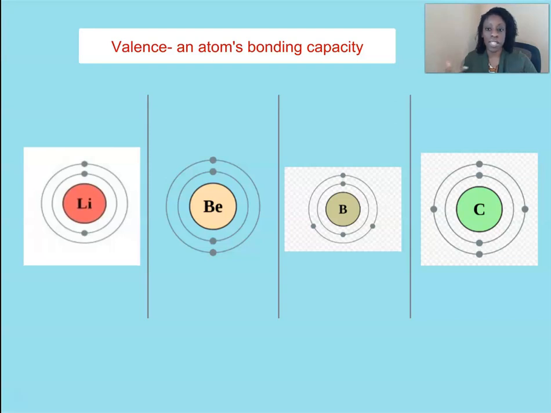Now, I actually really love language and the origins of words, and that really helped me out a lot in biology, so hopefully it'll help you too. Valence actually comes from a word that has a root that means power, or capacity. So an atom's valence is its power or its capacity to bond with another atom.